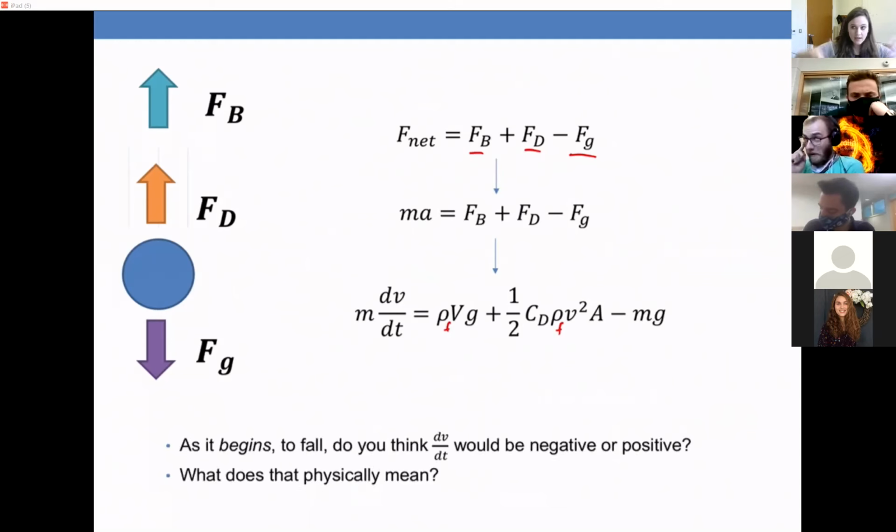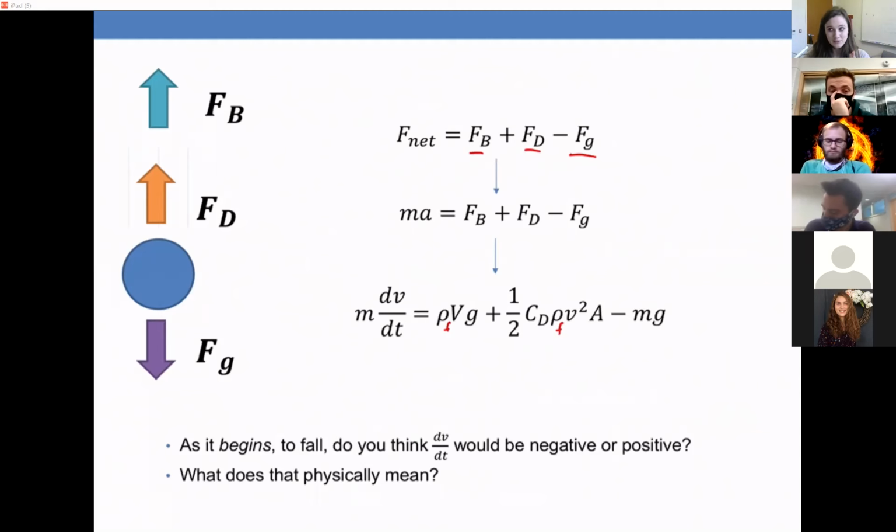So just as the object begins to fall, so let's say it's this and I drop it. Okay, so just as it began to fall, do you think that dv dt would be negative or positive? Positive, why do you say positive? Because the velocity is increasing in the downward direction. The velocity is increasing in the downward direction, and we defined down as negative here. So then it'd be negative, sorry. Yeah, yes. So you were right.